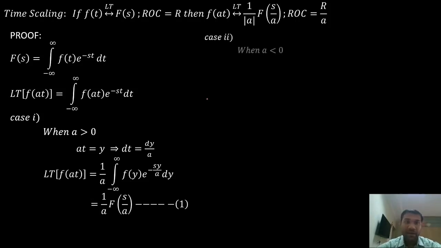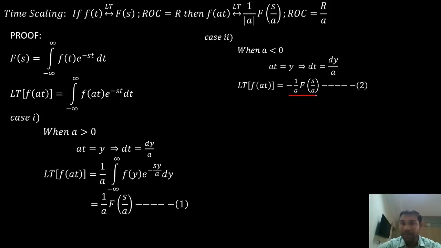Second case, a less than 0. What happens? A less than 0, what happens? I will get negative 1 by a F of s by a. Why? When a is less than 0, what will happen to the limits of y? Original limits of t is minus infinite to plus infinite. Now y limits are going to be, what is y? Y is going to be a into t. A is a negative number, right?